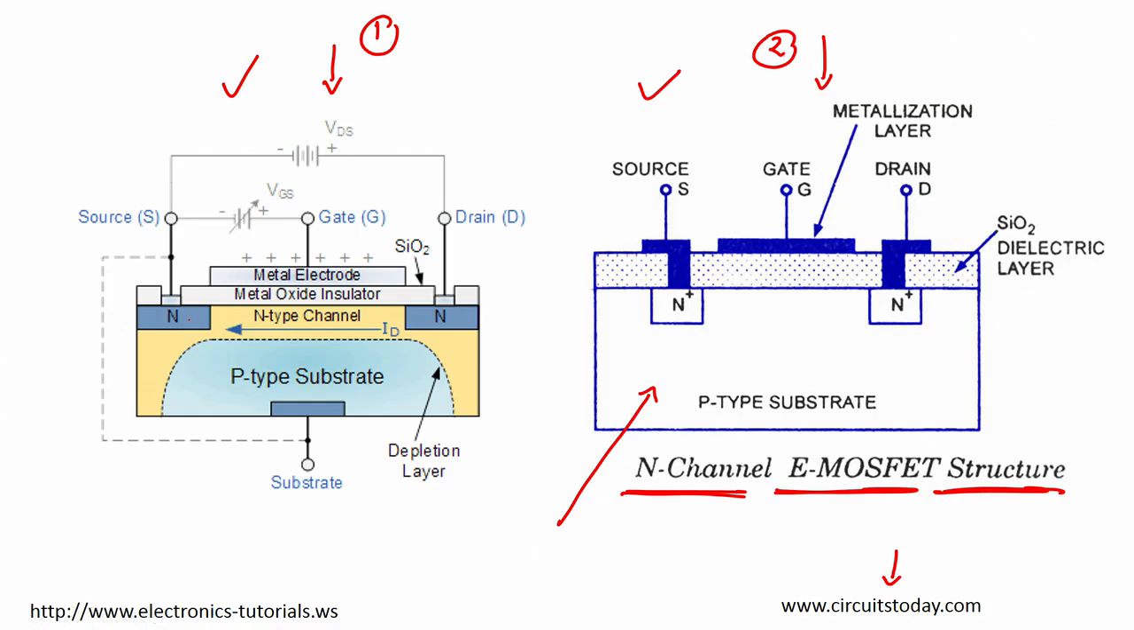Let us see here. What is here? It is a p type substrate, alright, and then we have n type.